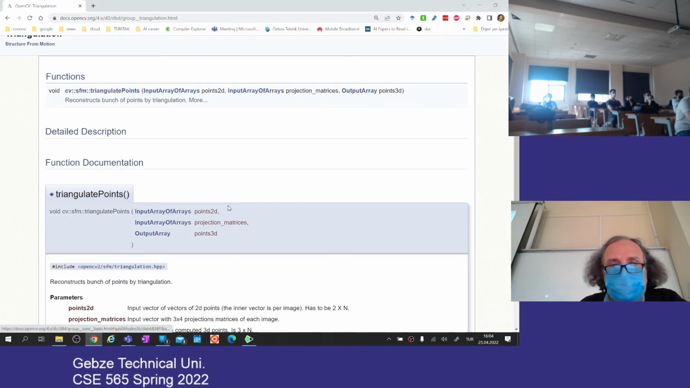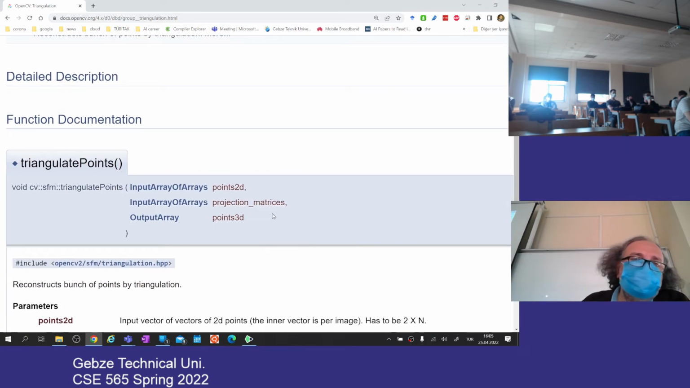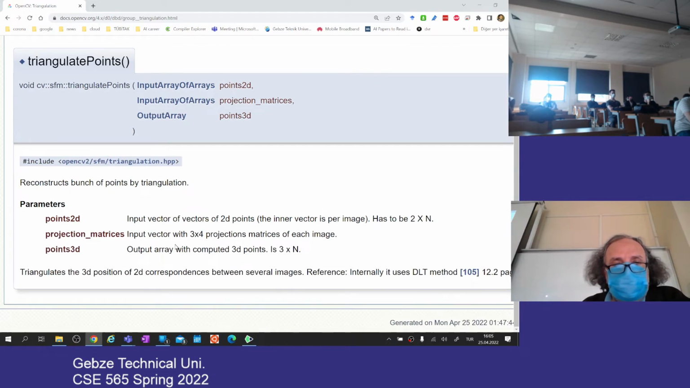Okay, input arrays, points 2D, input array of arrays, projection. So this is much better, right? Array of arrays means that I can do the triangulation not only between two cameras but many cameras. So it is an input array of arrays, projection matrices for each image. It has to be 2n. The input vector of 2D points has to be 2n, and the output array is 3n.